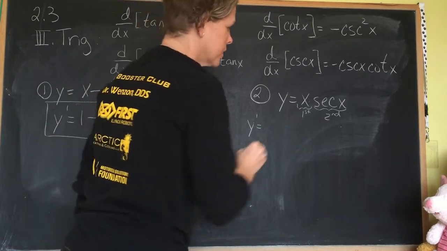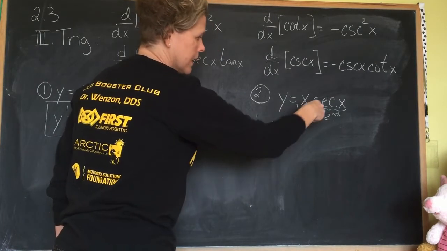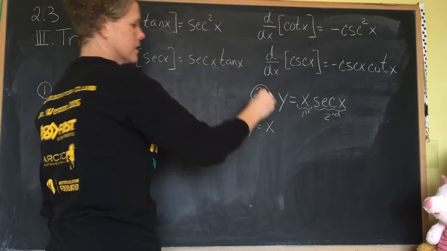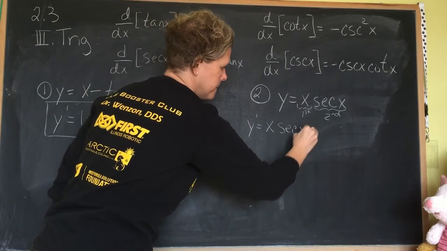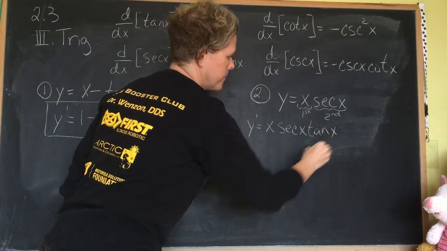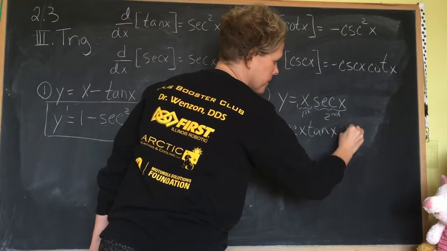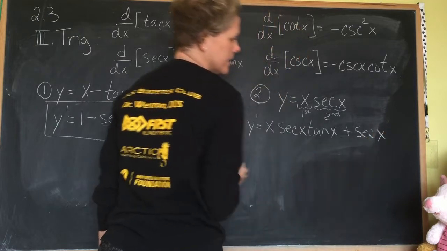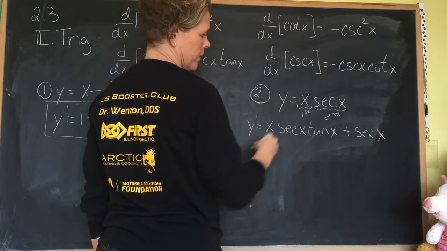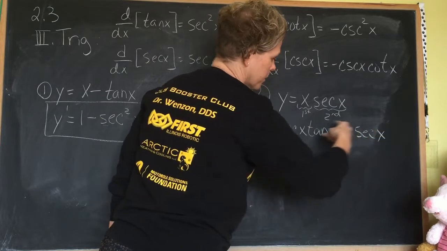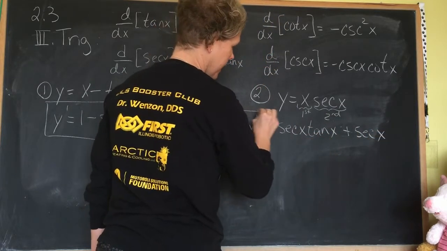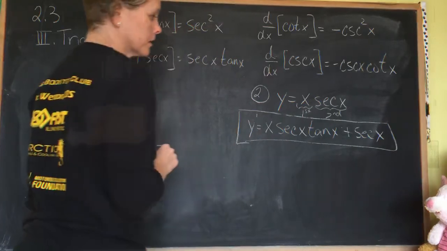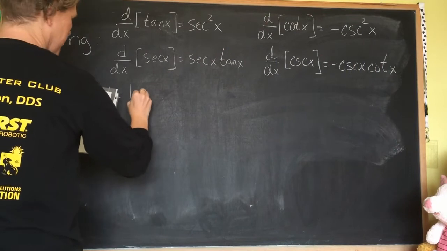So my product rule is write down your first term, take the derivative of the second. Well, the derivative of secant is secant tangent. And then product rule says plus, write down your second term, and take the derivative of the first. Well, the derivative of x is just 1, so then that's it, and there's nothing really you can combine. And that's your answer.